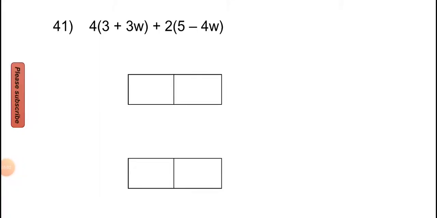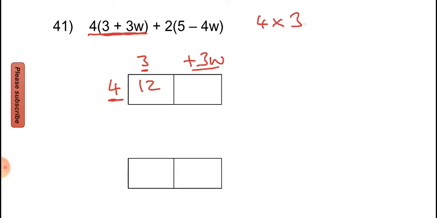Question 41. So first we'll expand this bracket. So because I can see 4 outside the bracket, I'm going to write 4 on the left there, and then on the top I'm going to put down what's inside the bracket, which is 3 plus 3w. So now 4 times 3 is just 12, so write that here, and 4 times plus 3w, well, that's the same as saying 4 times 3w, 4 times 3 times w.